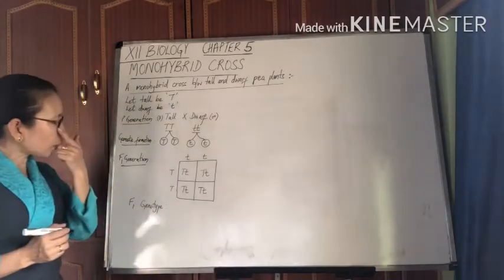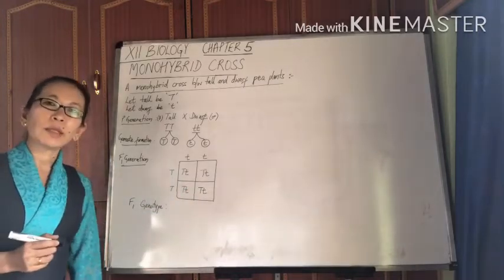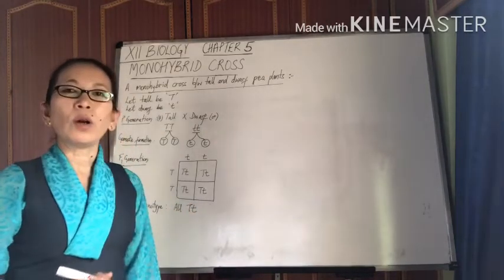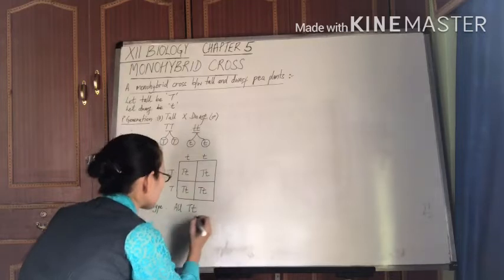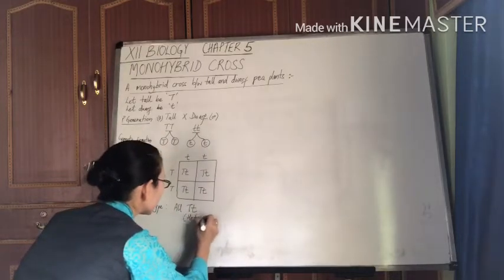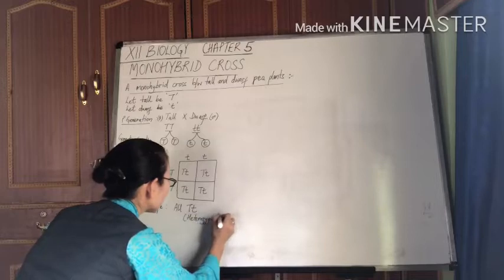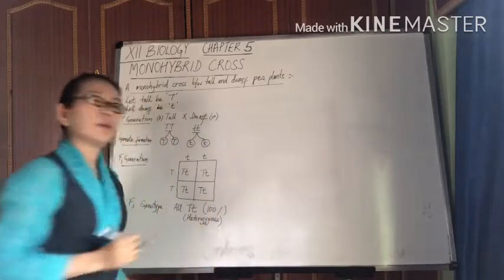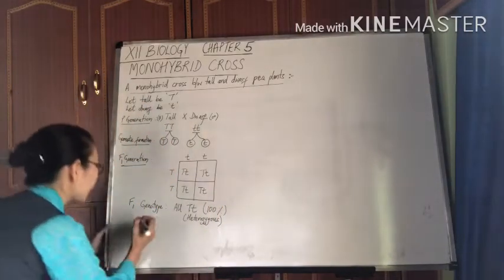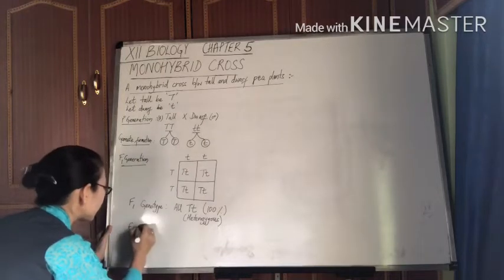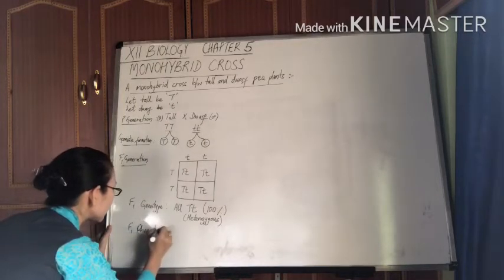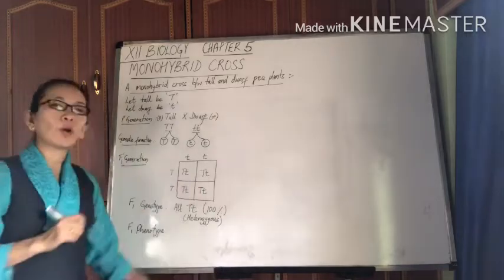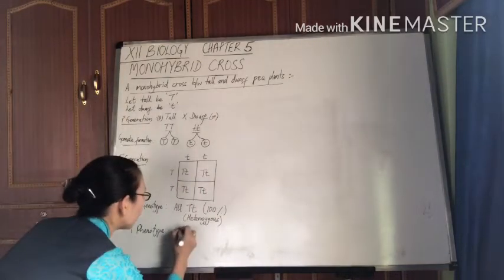If you look into the box, all of the genotypes are the same, right? So 100% of the genotypes are all capital T small t, heterozygous. So this is the heterozygous genotype, which you see in all the F1 plants. And if you consider the phenotype of the F1 plants, all of these F1 plants with such a genotype were all tall.